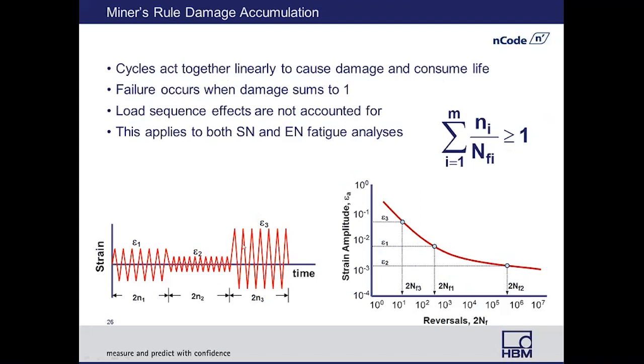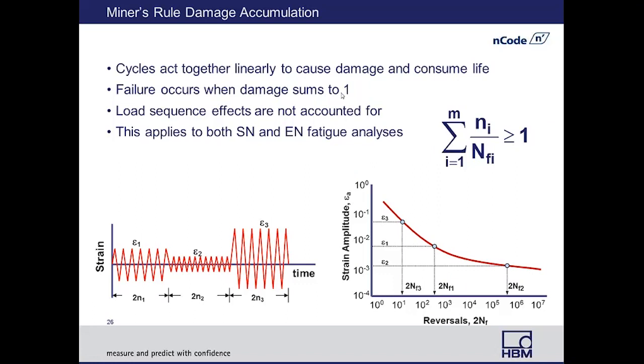And we're going to make use of a rule called Miner's rule. So we have an equation here where we're going to sum the ratio of little n over big N. And we are going to be summing that up, and anything that is less than 1 means that we actually have life left in a part. If we equal 1, the classical definition of that is we have initiated a crack, so we have a fatigue failure that has occurred.